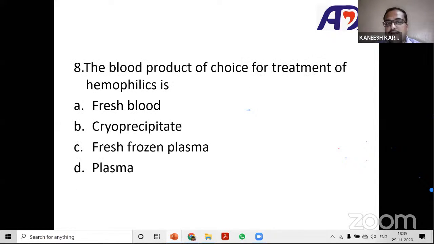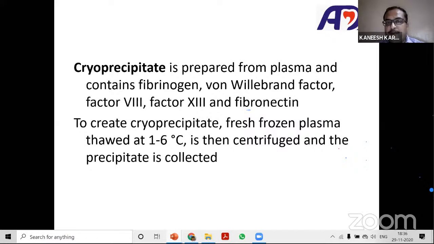The blood product of choice for treatment of hemophilics is B, cryoprecipitate. Okay, not fresh frozen plasma. Cryoprecipitate is prepared from plasma and contains fibrinogen, von Willebrand factor, factor 8, 13, and fibronectin. To create cryoprecipitate, fresh frozen plasma is thawed at 1 to 6 degrees and then centrifuged and the precipitate is collected.